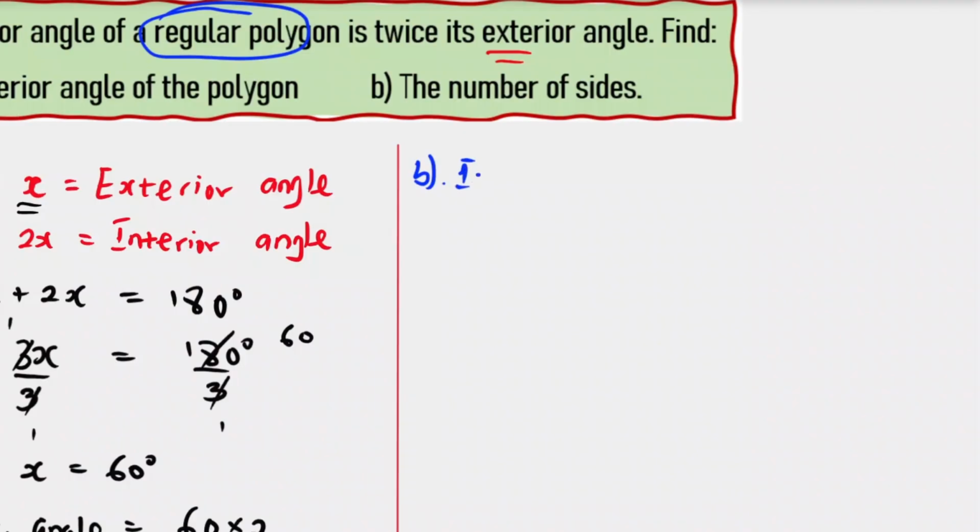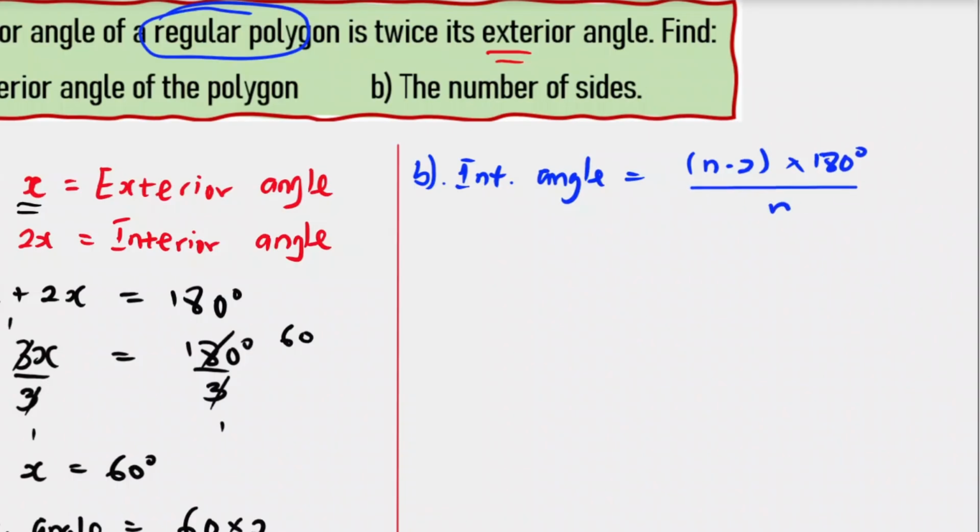Remember, the interior angle of a regular polygon has this formula: n minus 2 times 180 degrees, all divided by n. So this formula should be at the tip of your fingers. We know the interior angle to be 120, so that's going to be 120 degrees equal to n minus 2 times 180, all divided by n. So this is what we are supposed to get.